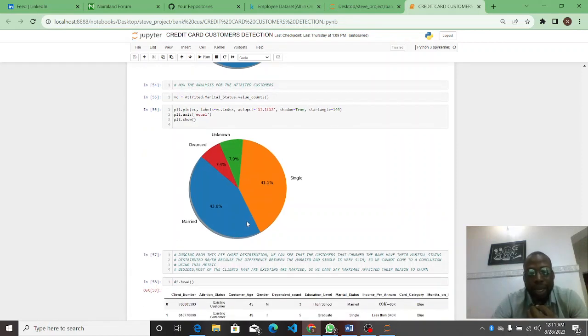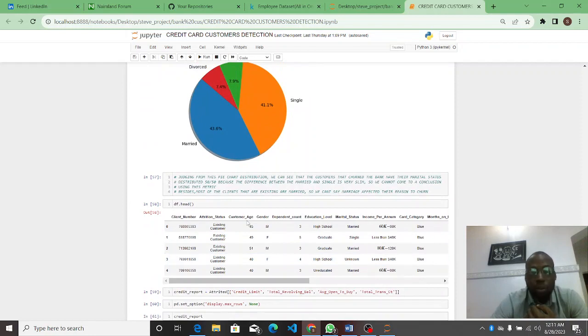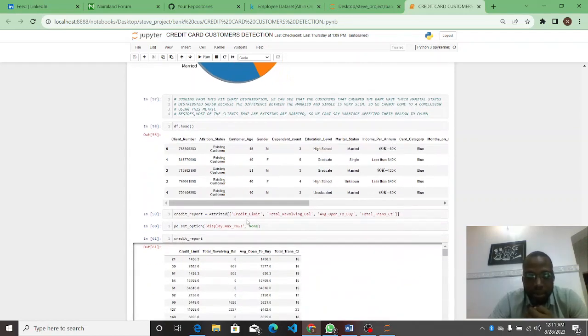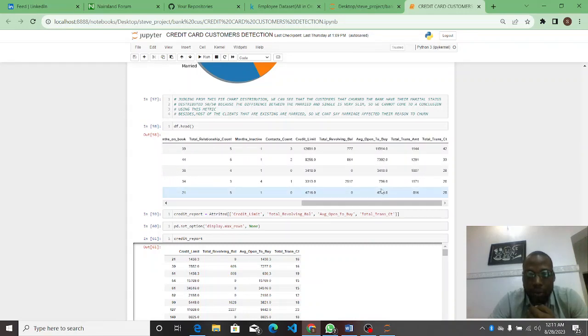Since we can't really get the whys from the social analysis, I guess we have to move to the economical part of the analysis, which is the transactional analysis. Doing the transactional analysis means we have to work with the transactions. We have to create a credit report for the attrited and the existing customers. Firstly, we created a variable called credit report, which contains the credit reports of our treated customers.